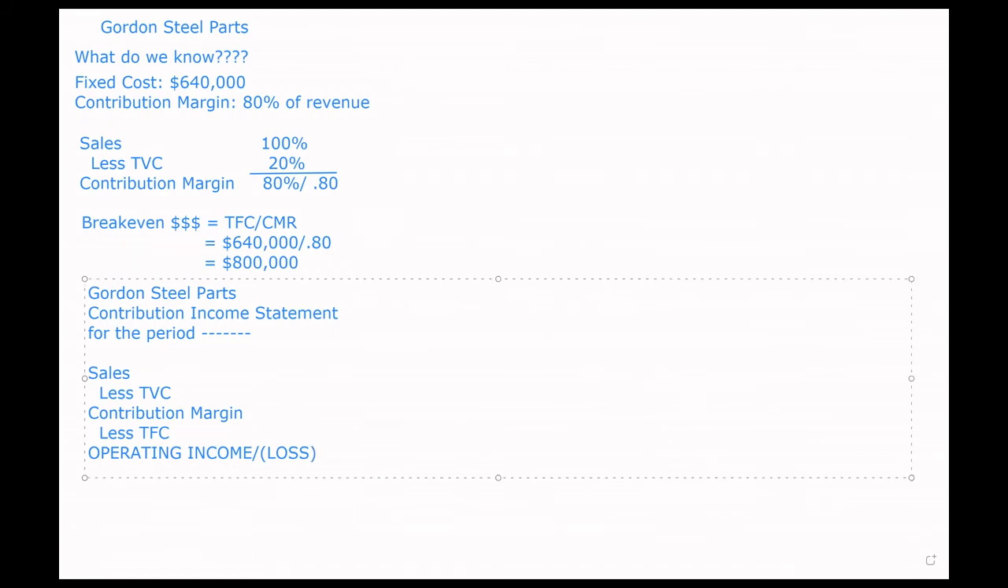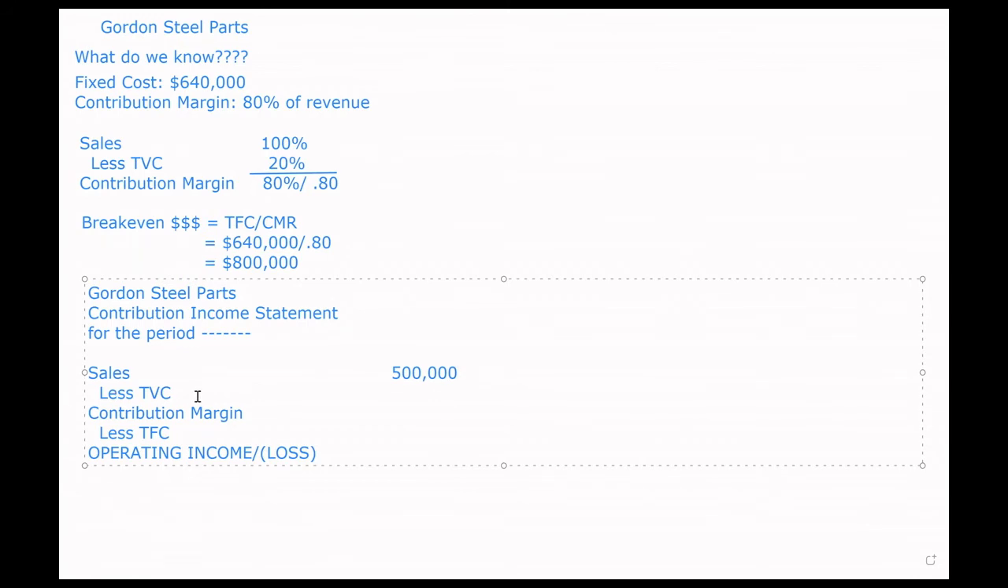So let's put this together. We're going to start with if sales was 500,000, because that was the first scenario. So if our sales is 500,000, all right, what's gonna be our variable cost?